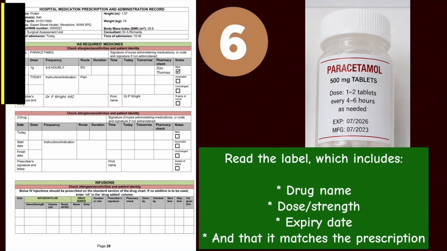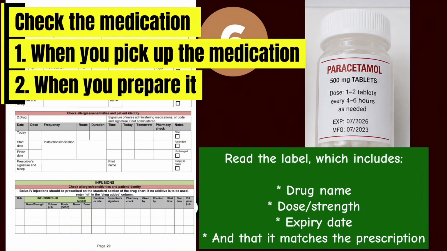Paracetamol 1 gram 4 to 6 hourly. Paracetamol 500 mg. Expiration date is 7/2026. Let me compare with the prescription sheet. Okay, let me get 2 tablets.